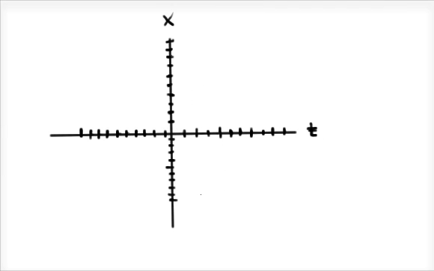And lastly, what will our x graph look like? Well, you see that we're going forward still for a while, but our velocity is getting smaller and smaller, which means the slope should get smaller and smaller. And that graph looks like this.